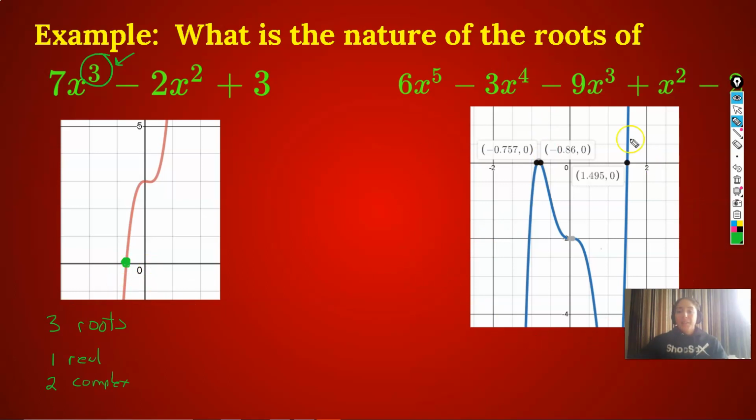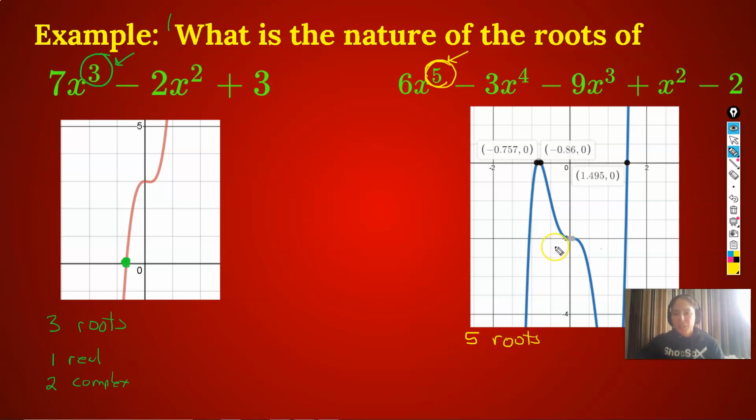All right, what about this example? I've highlighted a couple of the intercepts here because they were a little hard to see. How many roots should this polynomial have? Yeah, 5, right? Because that is the degree of the polynomial. This is all a consequence of the fundamental theorem of algebra, so this thing should have 5 roots.